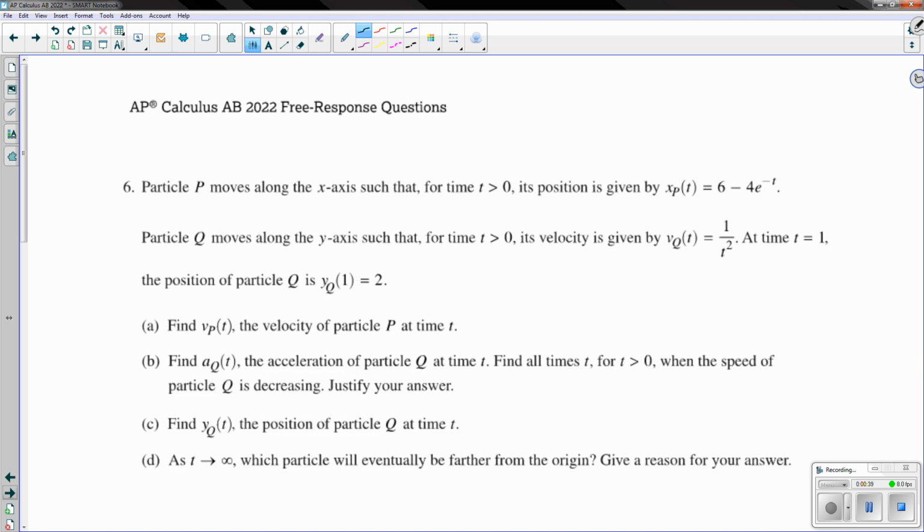So parts A through D are displayed here. You can pause the video, read through them, try this on your own, but in the upcoming slides, we'll take a look at each part on an individual slide. So let's begin.